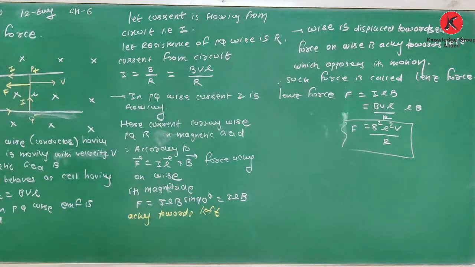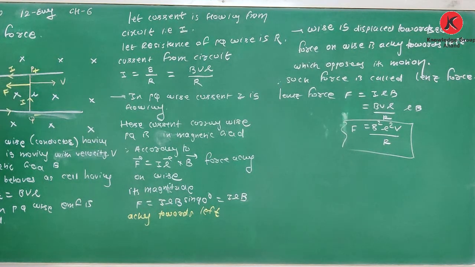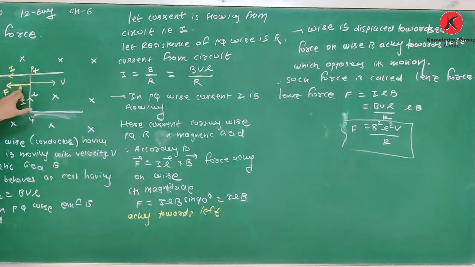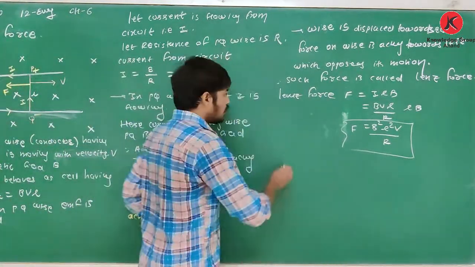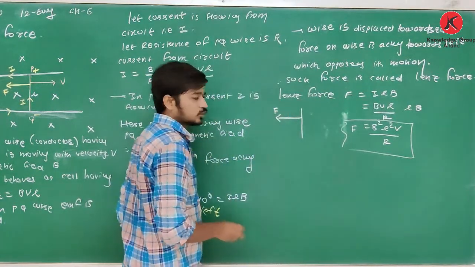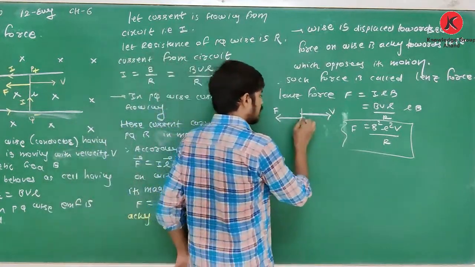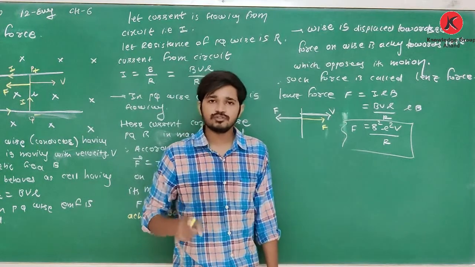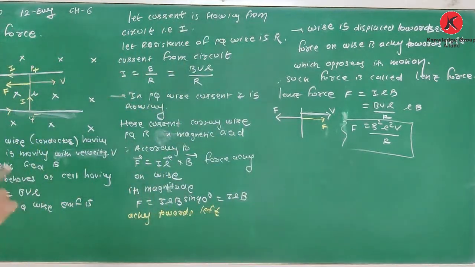And yes, this Lenz force is acting parallel to its velocity, in opposite direction to its velocity. Clear about this? So yes, to displace this wire towards right, we have to apply some force which balances this Lenz force, because on the wire Lenz force is acting in the direction opposite its motion. So to move this wire with uniform velocity, we have to apply the same force in this direction. So the resultant force becomes 0, and this wire will move with uniform velocity. Clear about this? So yes, it is the case of Lenz force.